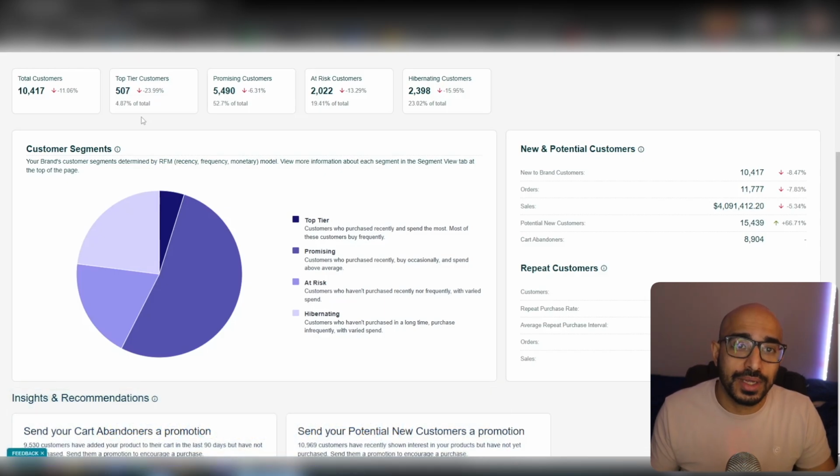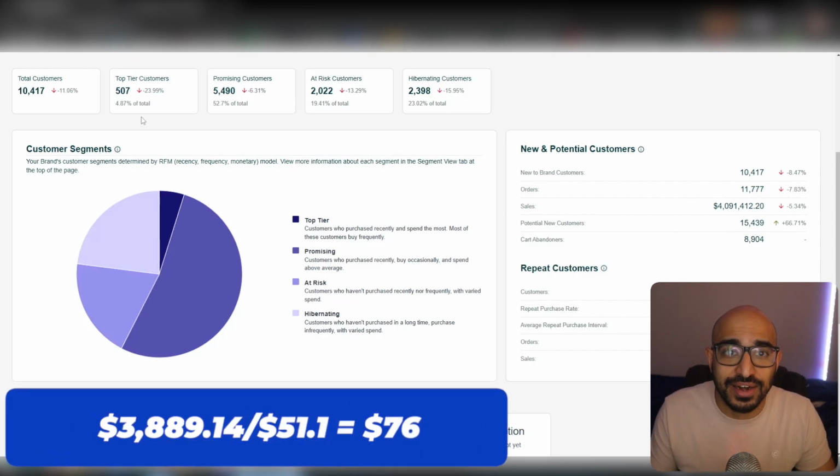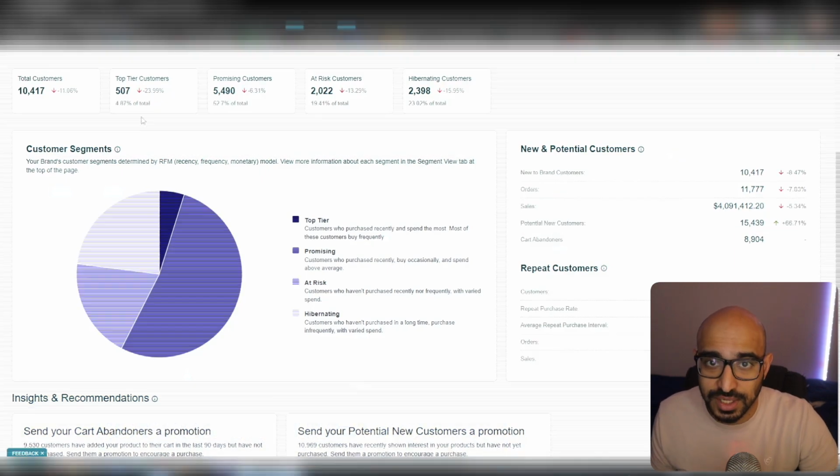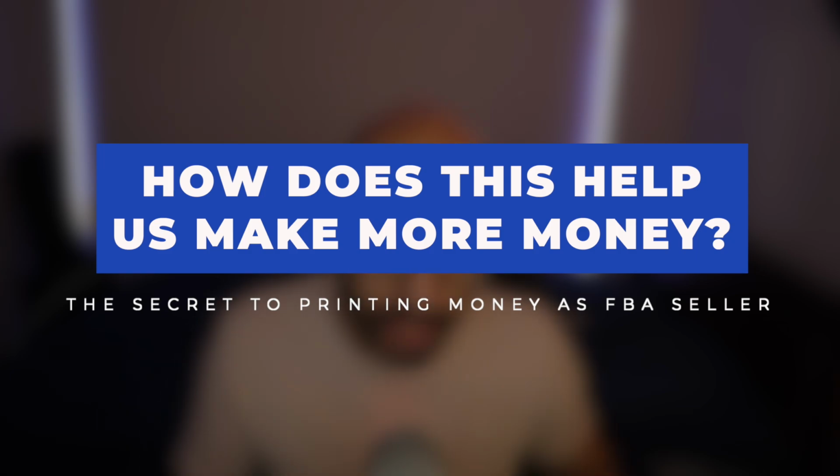So my ratio, LTV to CAC, is now $3,889.14 over $51.10, which if you actually calculate it is I make $76 for every dollar I spend, which is actually not bad. But we're in business here and what we want to do is grow and increase our profits. So this begs the question, how does this help us make more money, this ratio of LTV to CAC?